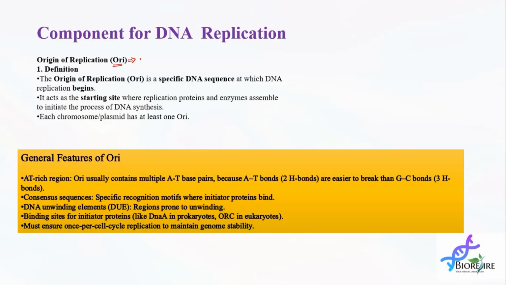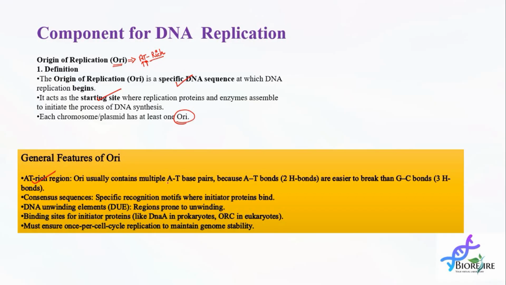It will contain some specific sequences, and these sequences are AT rich. AT-rich means adenine thymine rich. ORI, origin of replication, contains some specific region. It is a starting point. In the case of a chromosome or plasmid, this region is known as the ORI, that is the origin of replication. And a general feature is that it is AT-rich.